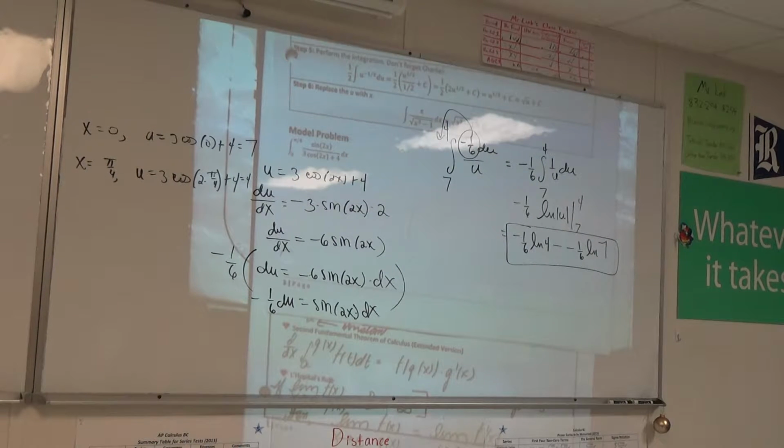But if you wanted to, you've got to change those limits of integration. And what happens if you change the limits of integration? The answer is you wind up having to take the opposite. Way back when we were talking about integrals, if you find the area going from left to right, from small to big, you get a positive answer. When you take the integral in the opposite direction, you get the opposite answer.